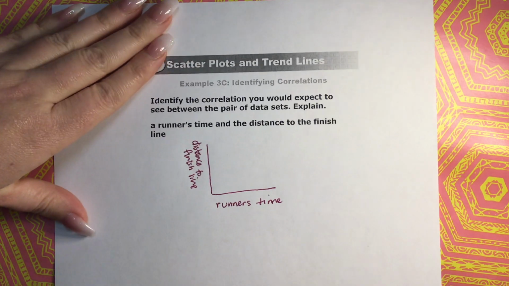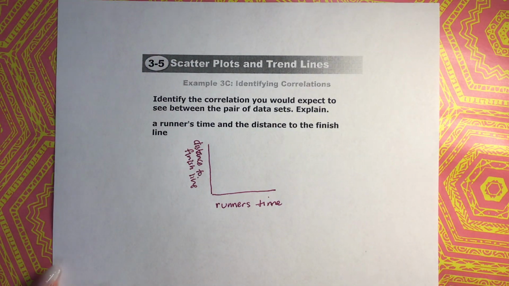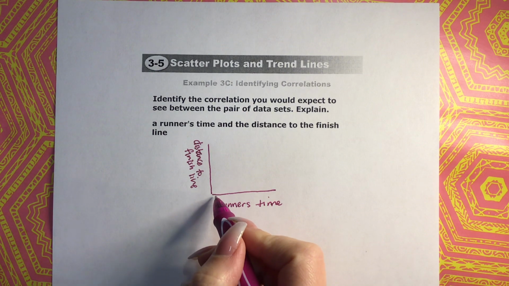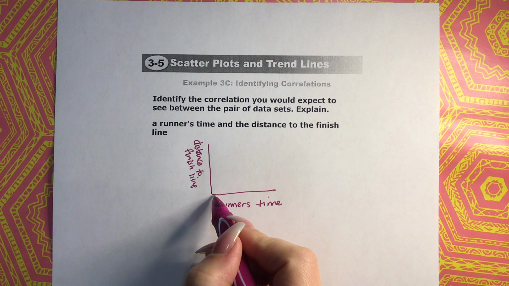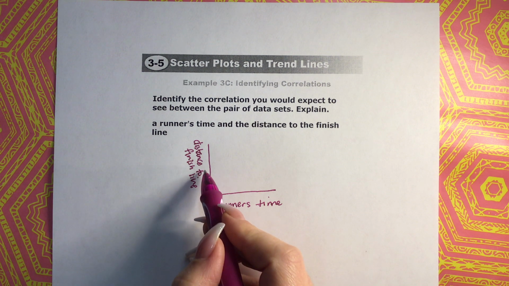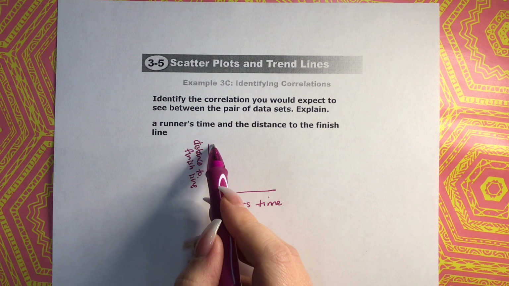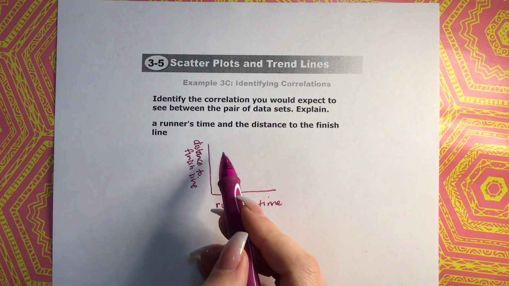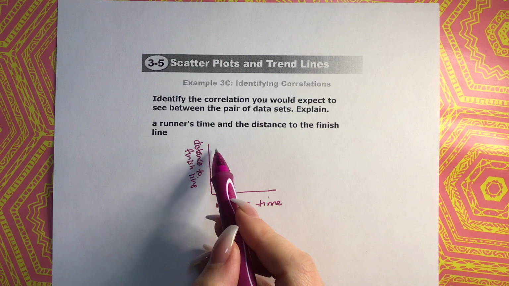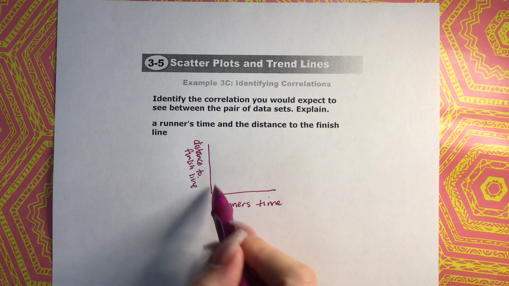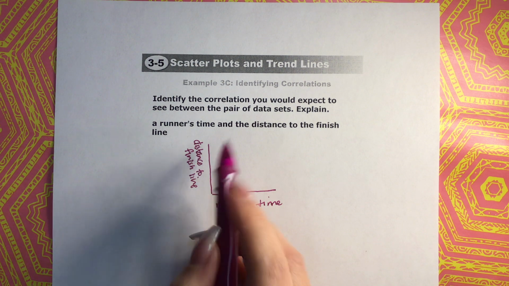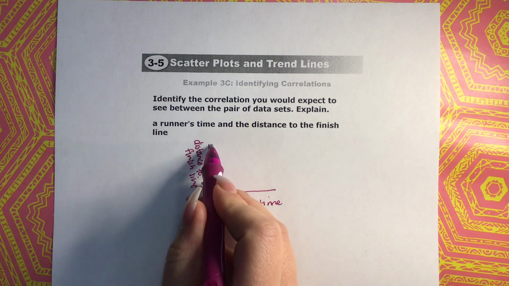All right, so let's look at this. Let's think about it. When the runner has barely started, the race has barely started, and so the time is very minimal. I would think that that is when the distance to the finish line would be the most, right? Because you just started the race. And so if the race is 400 yards, at the beginning of the time, you would be 400 yards away, right?